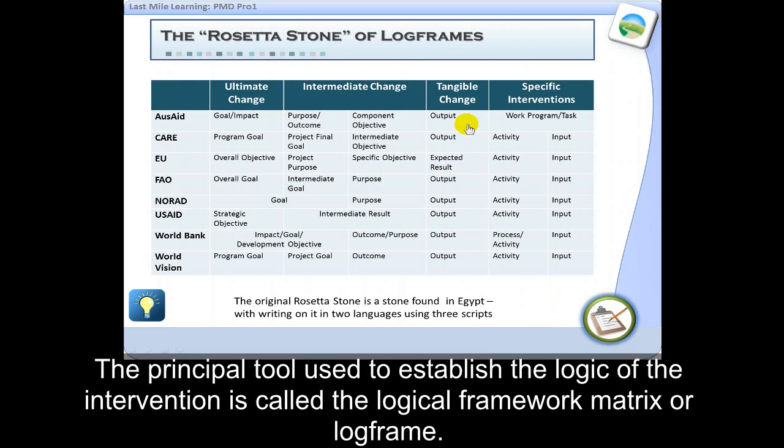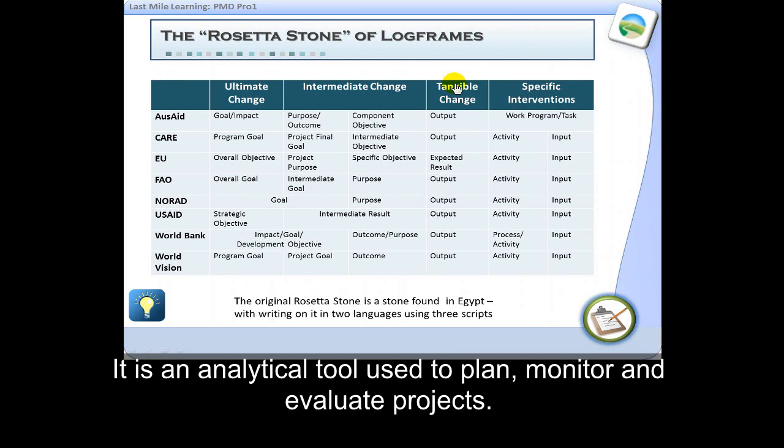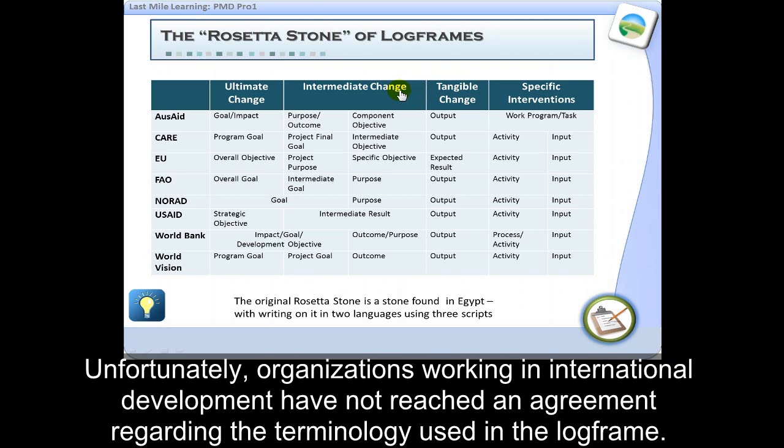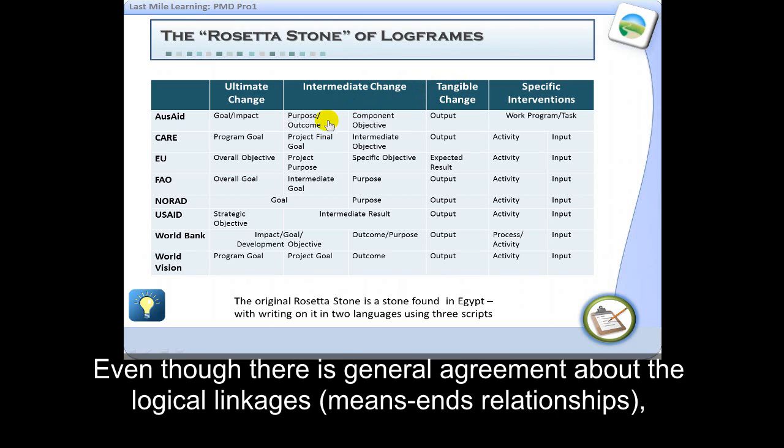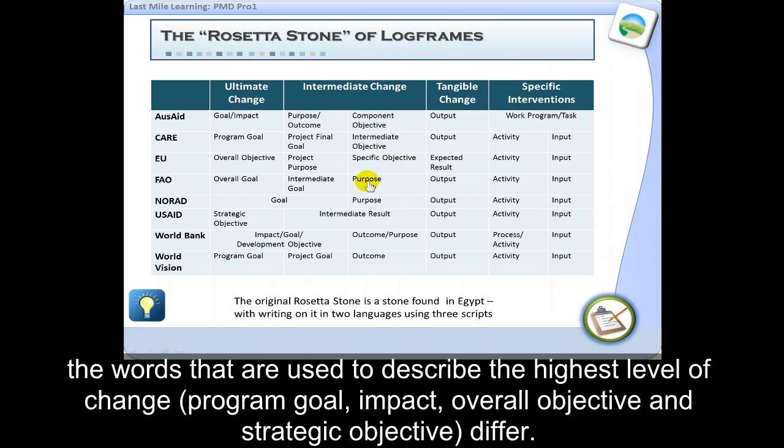The principal tool used to establish the logic of the intervention is called the logical framework matrix, or logframe. It's an analytical tool used to plan, monitor, and evaluate projects. Unfortunately, organizations working in the international development community haven't reached an agreement regarding the terminology used in the logframe. Even though there's general agreement about the logical linkages or the means-end relationships, the words that are used to describe the highest level of change, program goal, impact, overall objective, and strategic objectives differs.